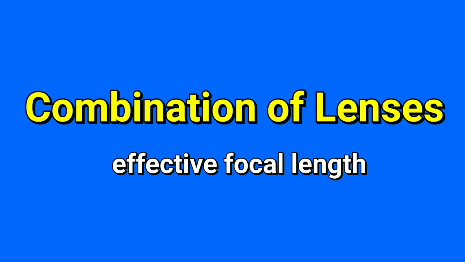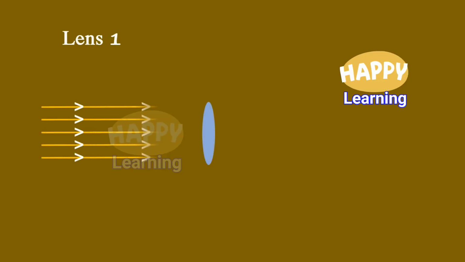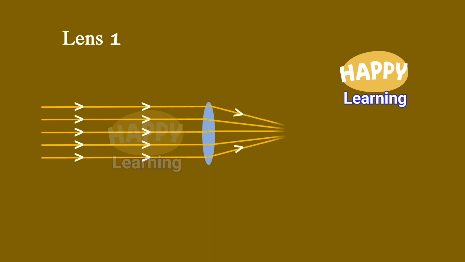Today's topic is combination of lenses, effective focal length. This is a lens. Parallel beams are passed onto the lens. They are converged to a point called focus. The distance from lens to the focus is called focal length and is denoted by f1.